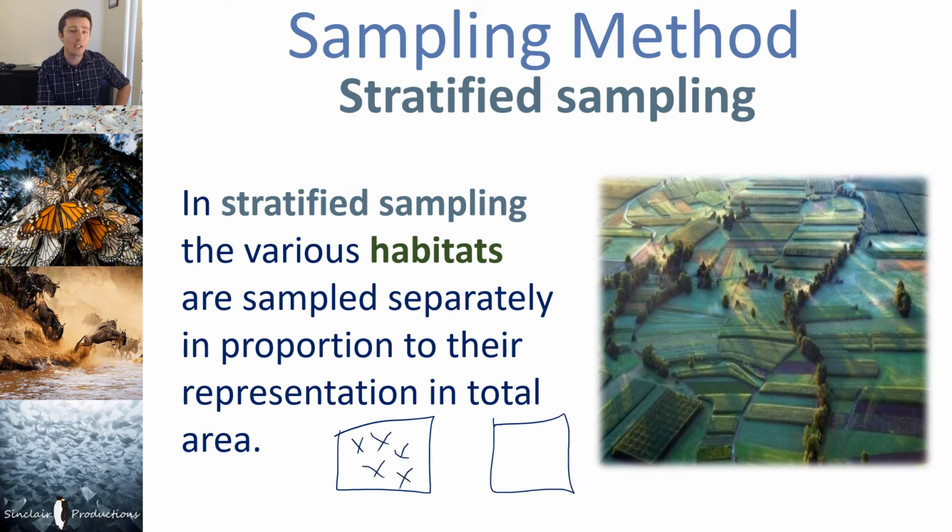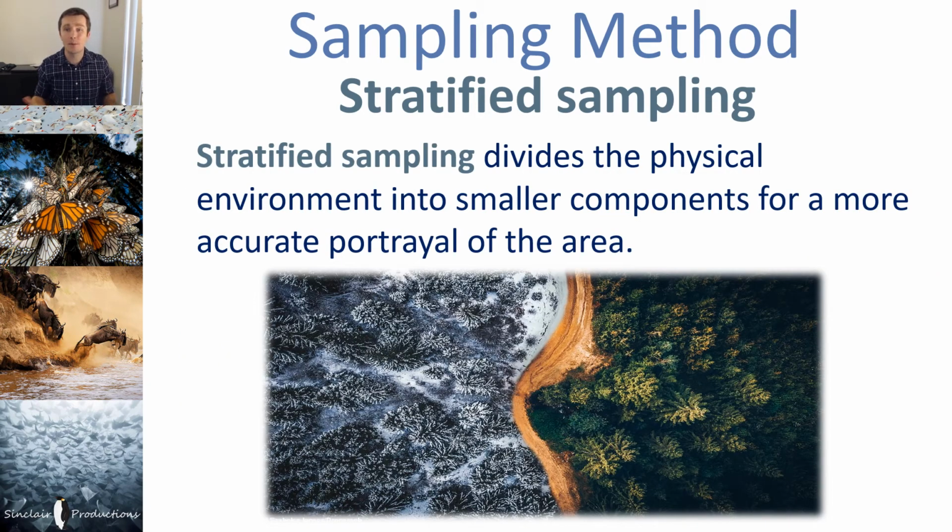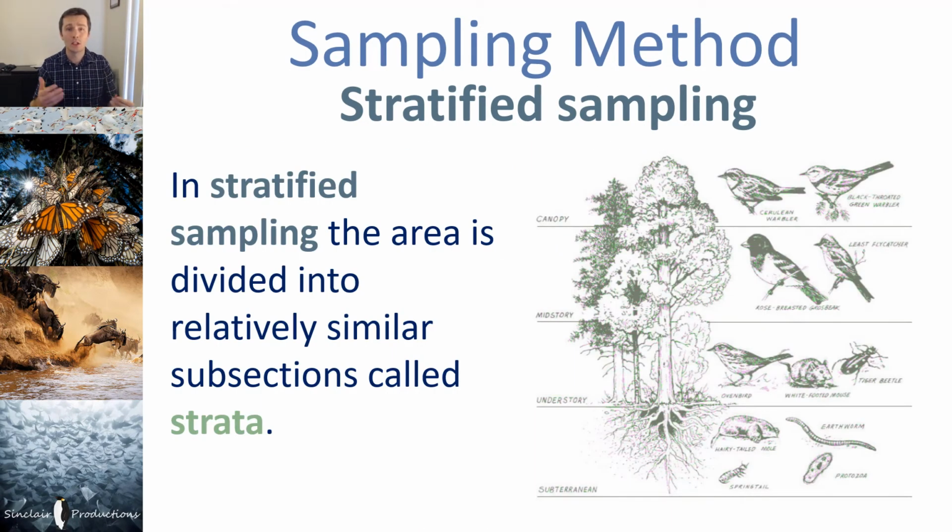Well, in stratified sampling, if this area is larger, I'll be doing a few more sampling points there. So one of the key things in stratified sampling is that the sampling is proportional to the size represented by that area. Stratified sampling divides the physical environment into smaller components for a more accurate portrayal of your given area. So it does involve knowing how large the sampling area you're looking at is. In stratified sampling, the area is divided into relatively similar subsections called strata.